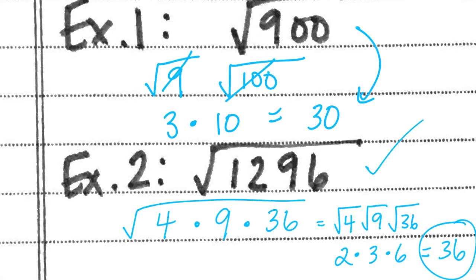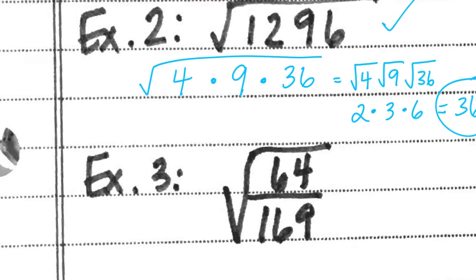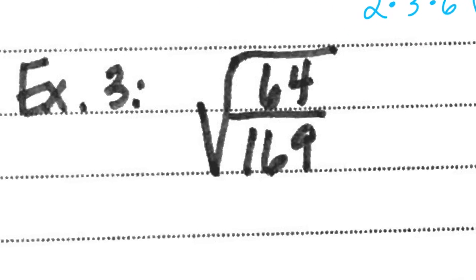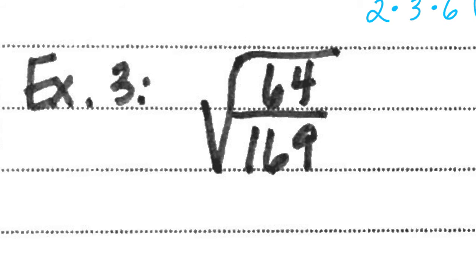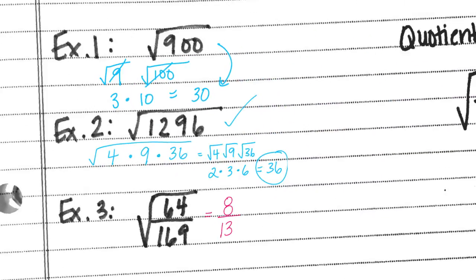All right. It looks like we're not doing the funny ones yet, so let's just enjoy where we are, because this one you should know in your head because your math teacher has made you memorize these. You know that the square root of 64 is 8, and you know that the square root of 169 is 13. So the answer to this one would be 8 over 13.